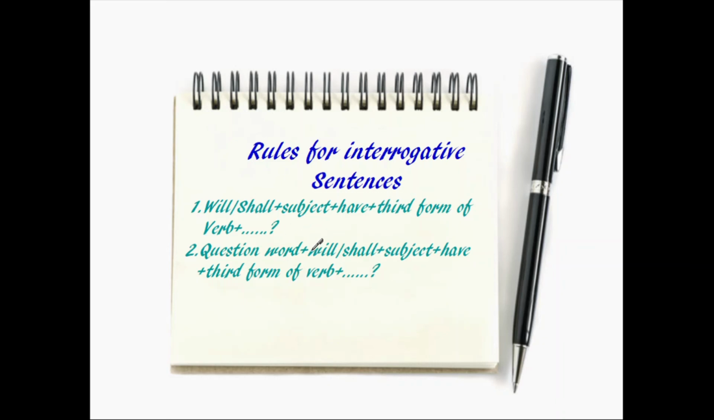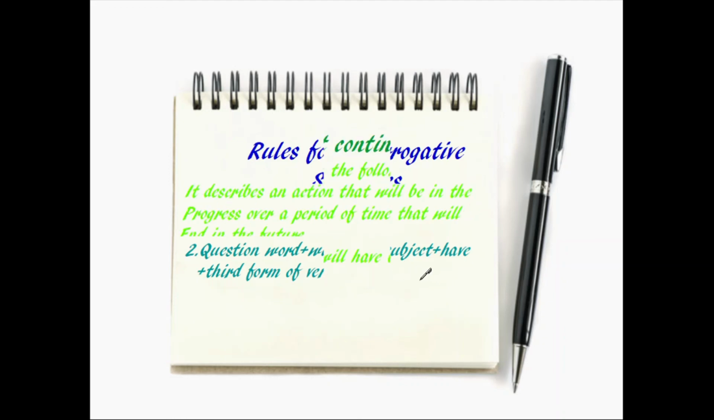Second one, question word plus will or shall plus subject plus have plus third form of verb plus the rest and the question mark. For example, what will she have eaten before she sleeps? So what will she have eaten, eaten is the third form of verb, before she sleeps. Okay. And the question mark.